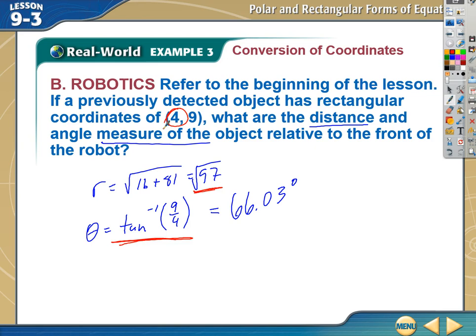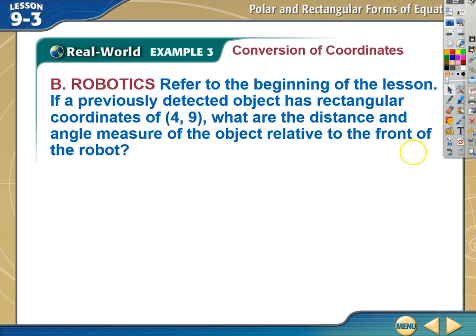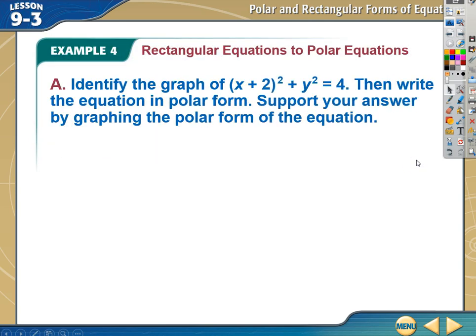All right. So we've done a lot of converting of coordinates. Give me a polar coordinate, I'll give you a rectangular coordinate. Give me a rectangular, I'll give you polar. That's what we've done. But now what about actual equations? Can we do the same thing for equations? The correct answer is yes, but it's not as fun. Here they ask you to identify the graph, then write the equation in polar form. Support your answer by graphing the polar equation.